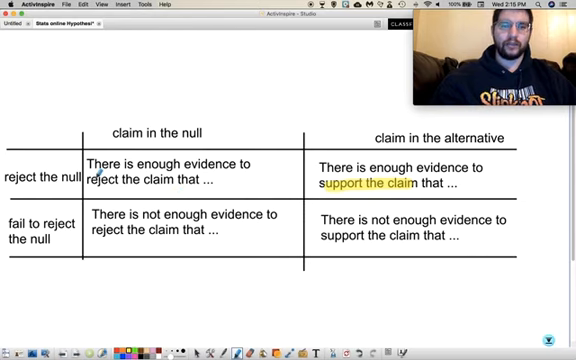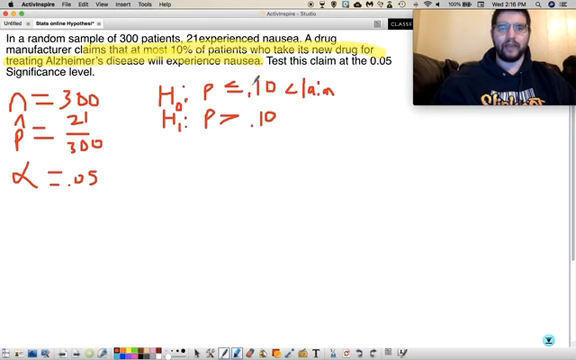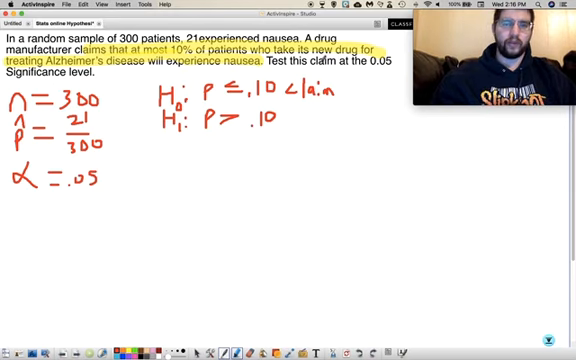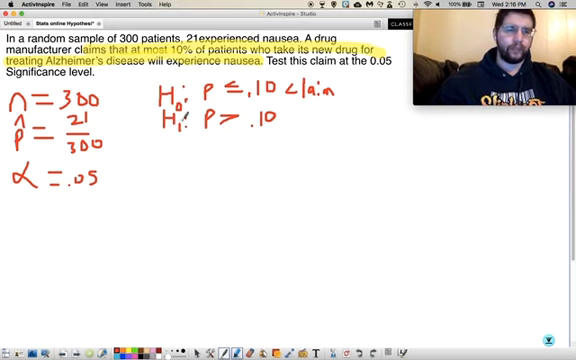What we can do is reject the claim. So in real life, our claim is either going to be in the alternative if we're trying to support it, or in the null if we're trying to disprove it. Most of the time, our claim is going to be in the alternative. Right here, we have the claim in the null, but really the drug manufacturer wants to prove it. This problem originally stated fewer than 10%, so that their claim would be in the alternative. We're going to work it this way, though, just to see what the difference is going to be.